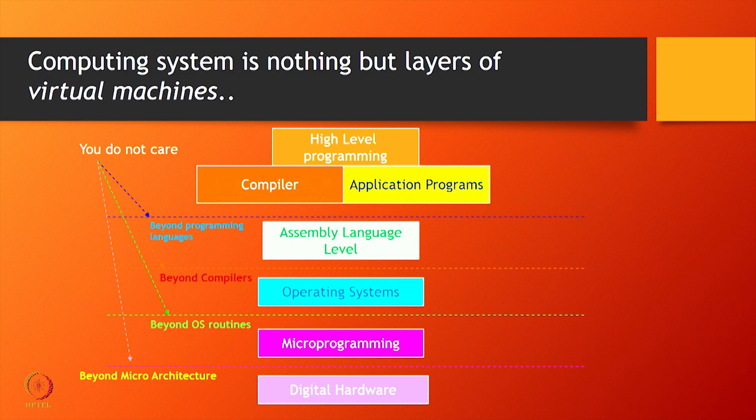There is a digital hardware, there is a microprogramming, then there is an operating system, then there is an assembly language level or your system programming level, and then there is a high level programming. Now, people who work at one level do not bother about the other. So, if I am working at an application level, I do not know which compiler is going to compile, which operating system is going to execute. I just write a program and then assume that other things will be taken care of by the other layers. Similarly, if I am working at the operating system, I really do not know what the hardware is as long as certain interfaces are properly set.